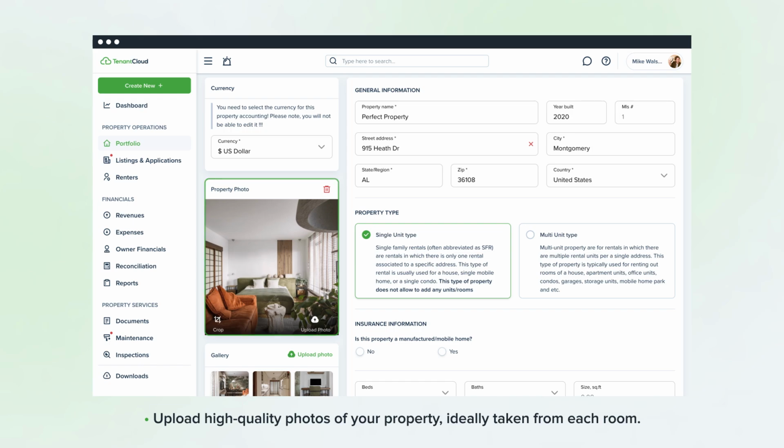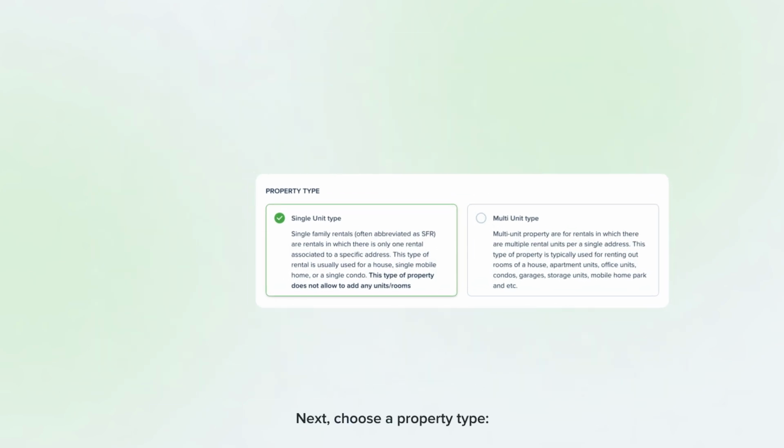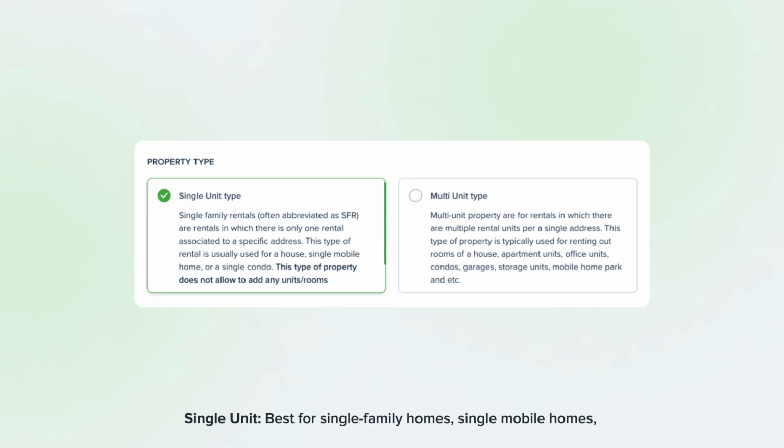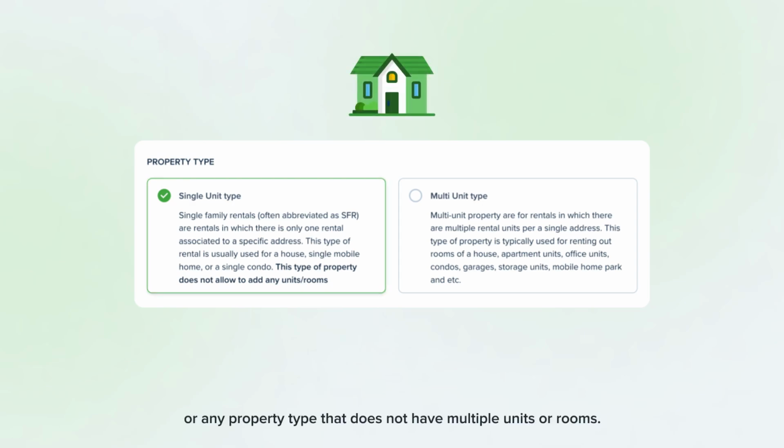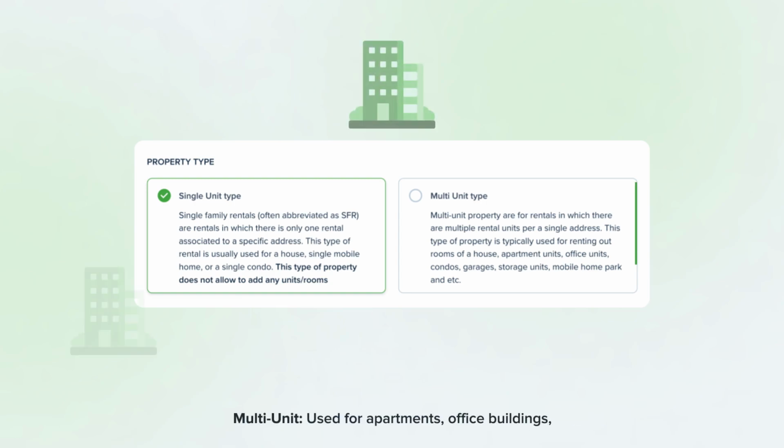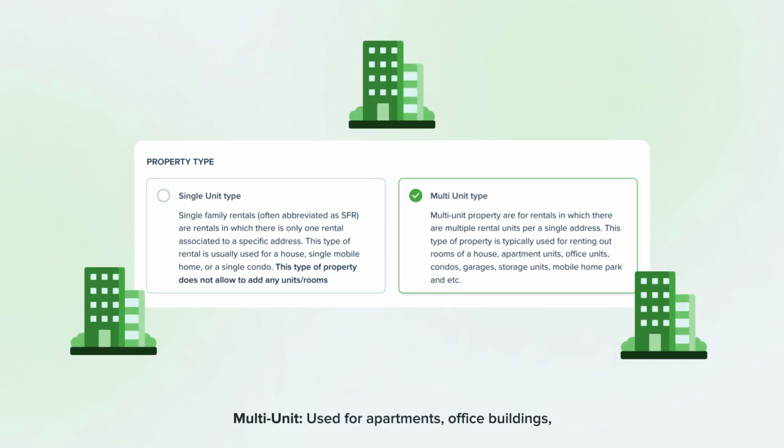Upload high-quality photos of your property, ideally taken from each room. Next, choose a property type. Single unit, best for single-family homes, single mobile homes, or any property type that does not have multiple units or rooms. Multi-unit, used for apartments, office buildings, or any property where you'll later add multiple units in the system.